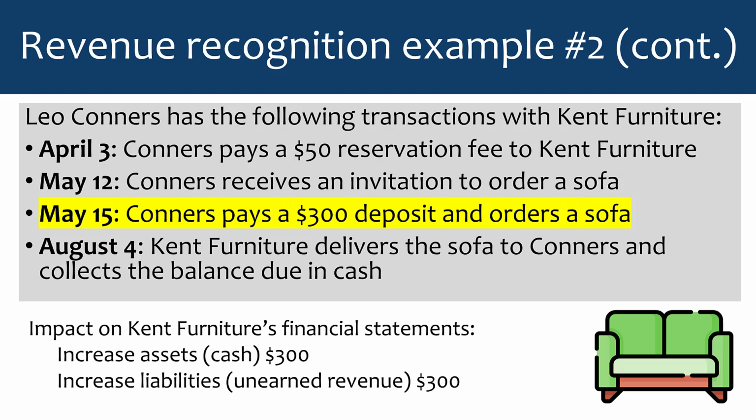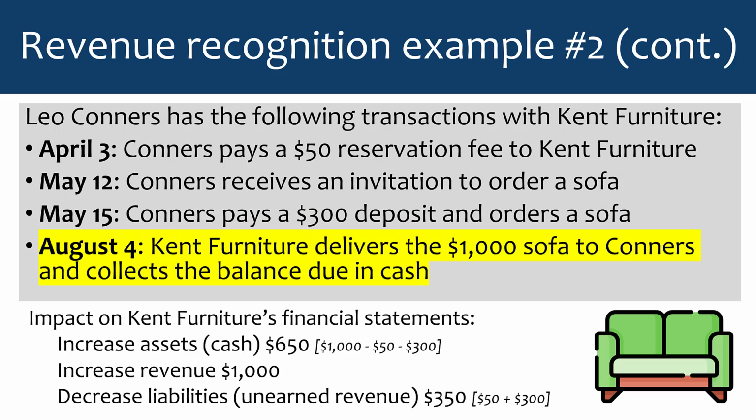Moving on then to August 4th. August 4th, Kent Furniture delivers the sofa and collects the balance due in cash. So they are going to, first of all, receive cash for $650, which is the $1,000 price less the $50 fee they already collected and the $300 deposit. They're going to increase revenue by $1,000. Now they get to recognize the revenue. And they will also decrease liabilities. They're decreasing that unearned revenue because they have delivered the goods now. So they no longer have this liability of $350, which was the initial $50 fee plus the $300 deposit.